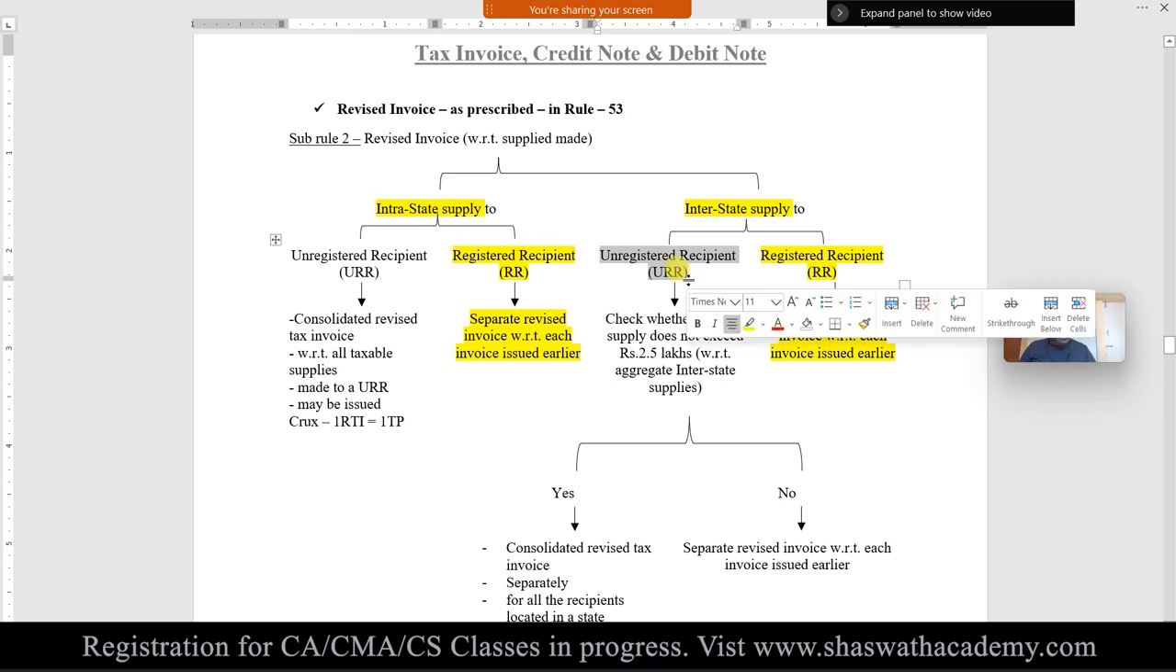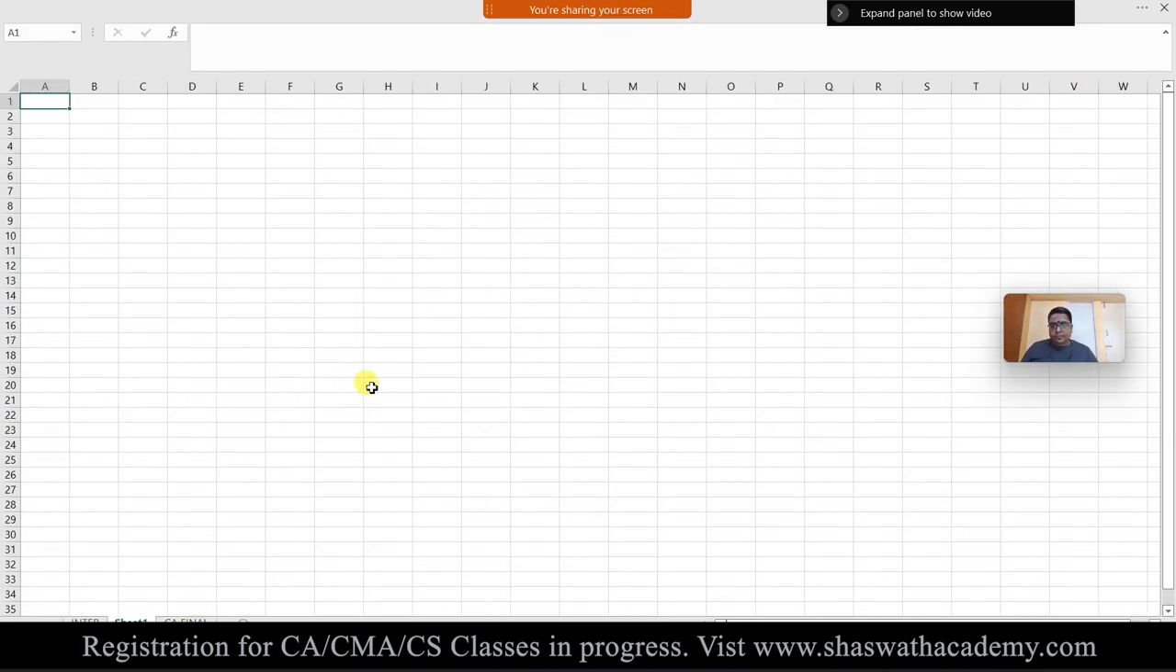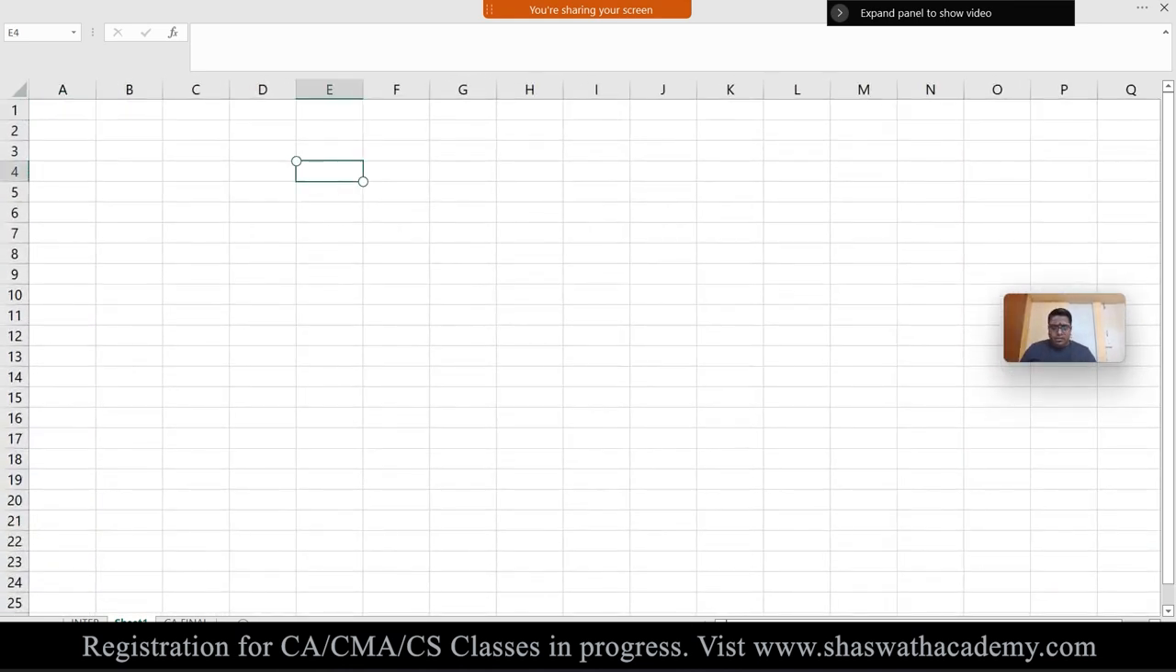Unregistered supply made interstate, what is that? Let me give you an example in this case. Sir, I'll give you a small example. Look at this. I have Pooja sister here. Pooja sister is my supplier, and she is bound to issue a revised tax invoice. And for that, we are considering the facts. She has made a supply to unregistered persons, and that too interstate supply.